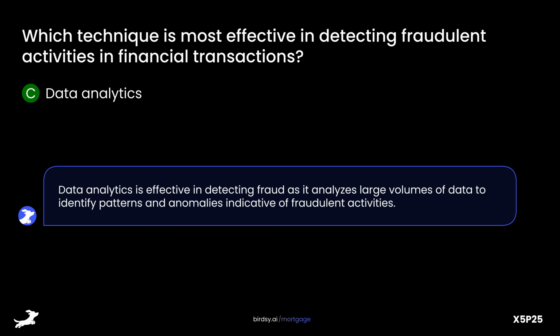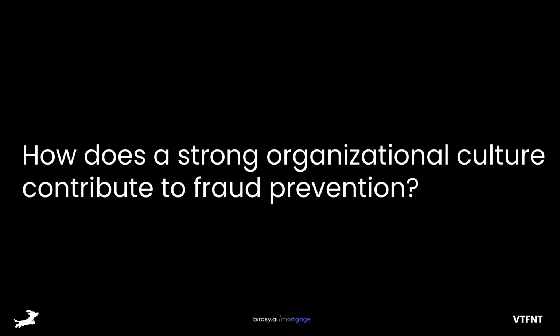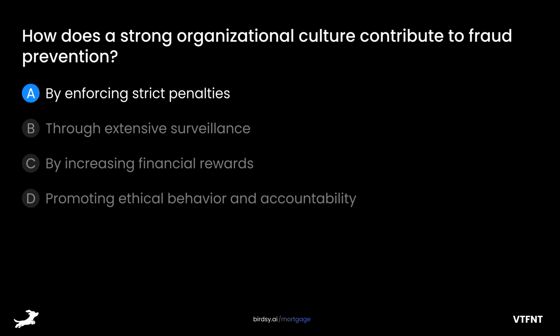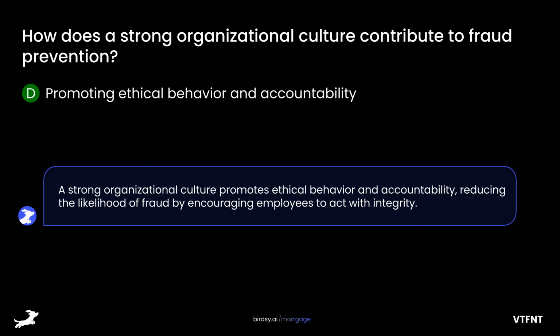of fraudulent activities. How does a strong organizational culture contribute to fraud prevention? Is it A. By enforcing strict penalties, B. Through extensive surveillance, C. By increasing financial rewards, or D. Promoting ethical behavior and accountability? The answer is D. Promoting ethical behavior and accountability. A strong organizational culture promotes ethical behavior and accountability, reducing the likelihood of fraud by encouraging employees to act with integrity.